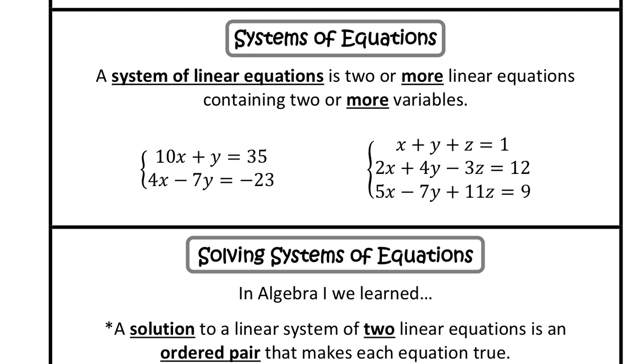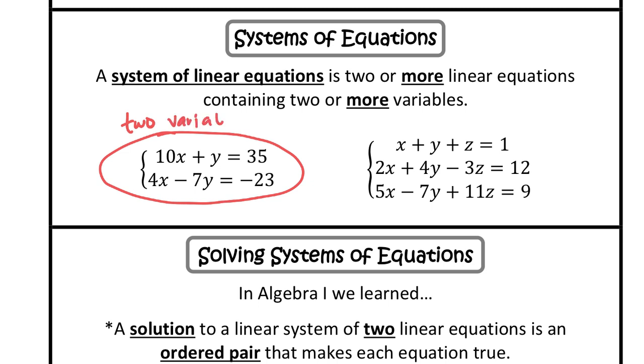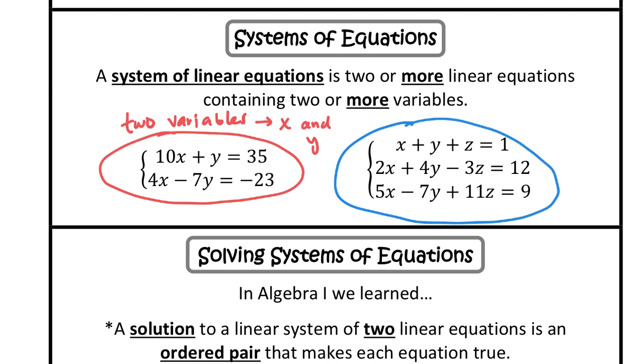Okay, so this one on the left here has how many variables? This one on the left has two variables. In this case, the variables are x and y. And then this one on the right has three variables: x, y, and z.